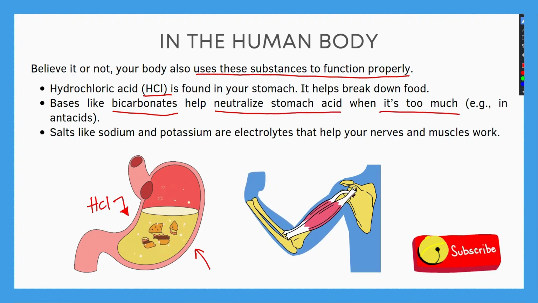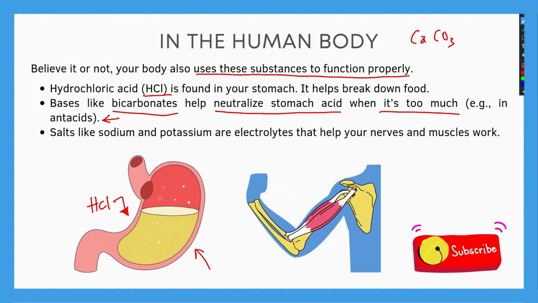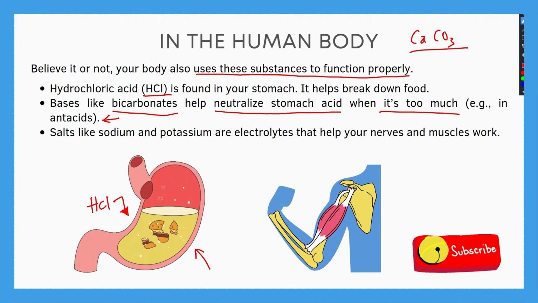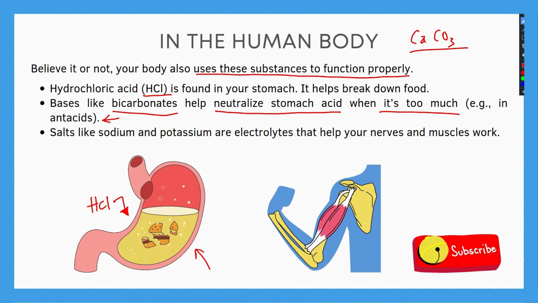For example, in the previous slide, we talked about antacids, which are produced from calcium carbonate. One of the salts that is used to produce antacids is calcium carbonate, and we talked about how it is used to reduce the activity of acids contained in the human digestive tract. So that brings us to the concept of salts.